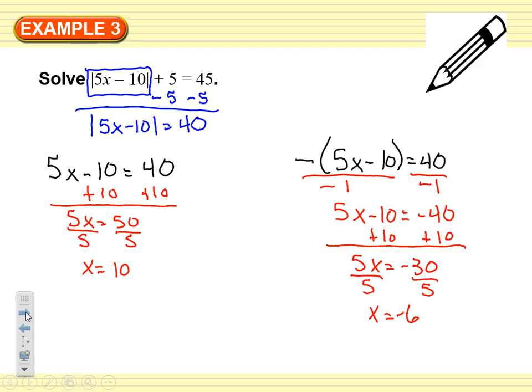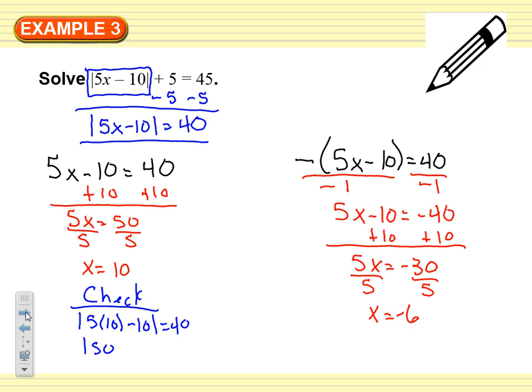So if I check this one, now I'm going to use this one. You can use it in the original, or you can use the one where we already had the absolute value by itself. So when I check this, it's going to be the absolute value of 5 times 10 minus 10 equals 40. So I have 50 minus 10 equals 40. Absolute value of 40 equals 40. So 40 does equal 40. This one does work in our favor.